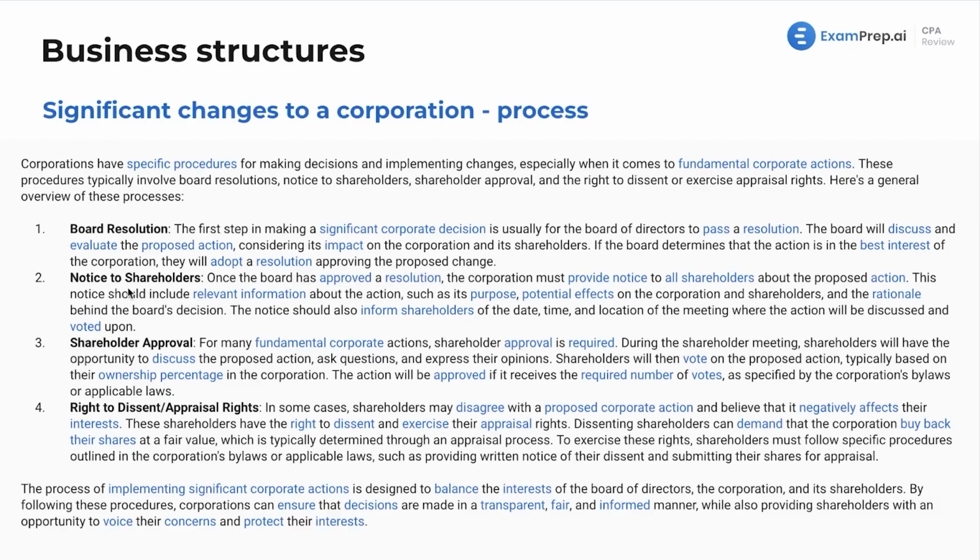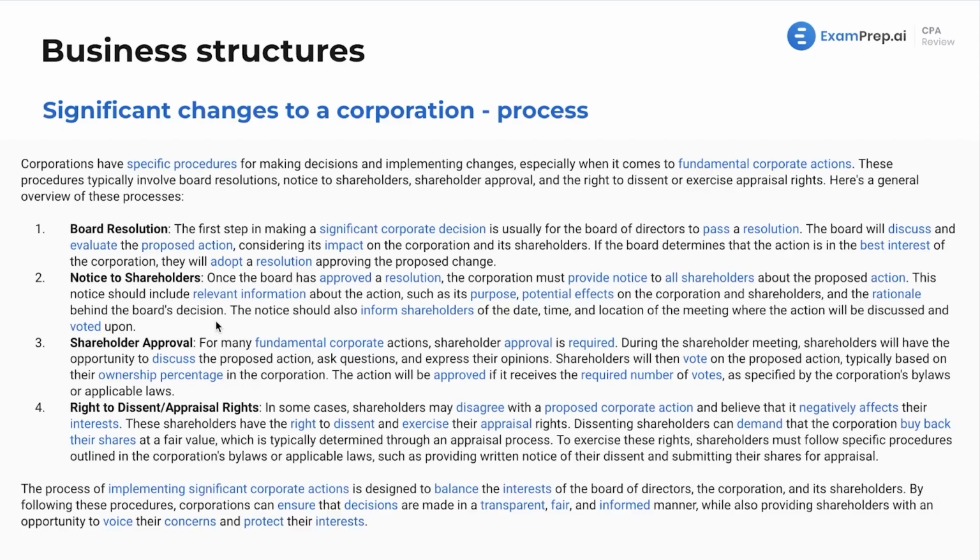Next up, we're going to give notice to shareholders because we can't just immediately the next day ask for shareholder approval. Nope, we have to give notice to shareholders once we approve the resolution, giving them time to discuss it, talk maybe with their legal counsel, to maybe sell out of the company, whatever that may be. We want to give notice to the owners, the shareholders of the company. Corporation must provide notice to all shareholders about the proposed action. This notice should include relevant information about the action, such as its purpose, potential effects on the corporation and shareholders, and the rationale behind the board's decision.